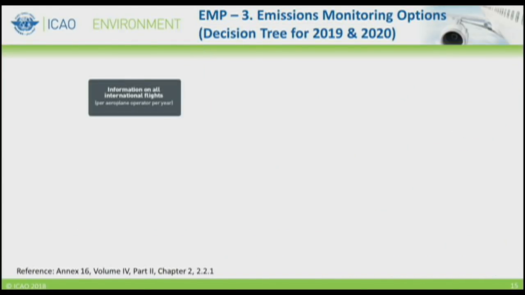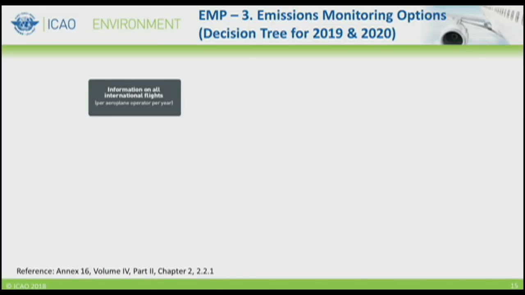I told you that there are various options for the monitoring, and you might wonder how to pick one of those options or how to instruct the operator if the operator asks the state, what should I do in terms of monitoring? What is the appropriate monitoring option for that particular operator? You might notice that we have leaflets at the ICAO booth, and one of those leaflets, I believe it's number 3, includes this very same decision tree that I'm going to show now. So how to determine an appropriate monitoring method for an operator.